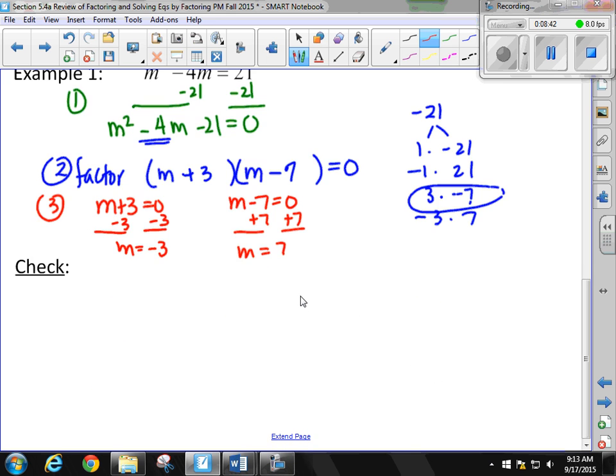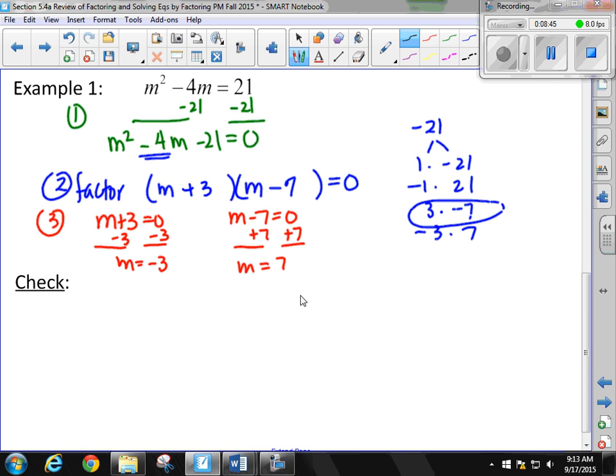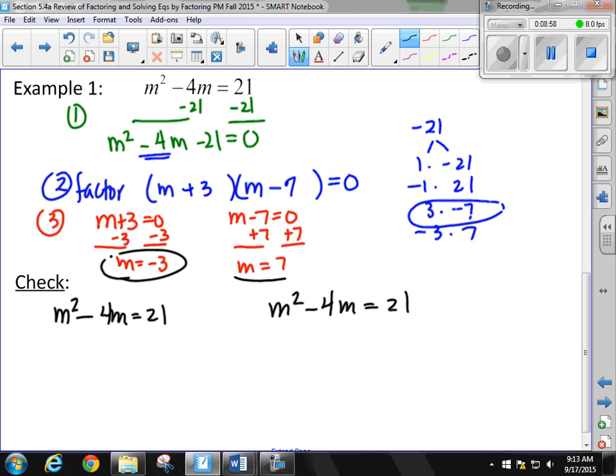We want to check in the original equation to make sure that these are both solutions. So m squared minus 4m equals 21. That was my original equation. I'm going to write it down twice because I have to check m = -3 and m = 7. So if I substitute -3 in, -3 squared minus 4 times -3. -3 squared is 9. Negative 4 times negative 3 is positive 12. 9 plus 12, 21. Yes, that is equal to 21.